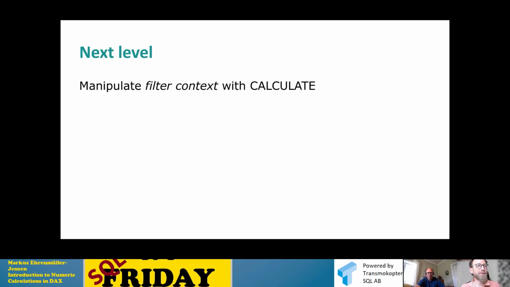So what we now try is to explicitly manipulate the filter context. We have seen that if we put a formula inside of calculate, then the row context is converted to a filter context. But calculate can do more. I can put in an expression, and then I can add more parameters to the calculate function. With that, we can explicitly manipulate the filter context. This is also very, very helpful, as we will find out in a minute.